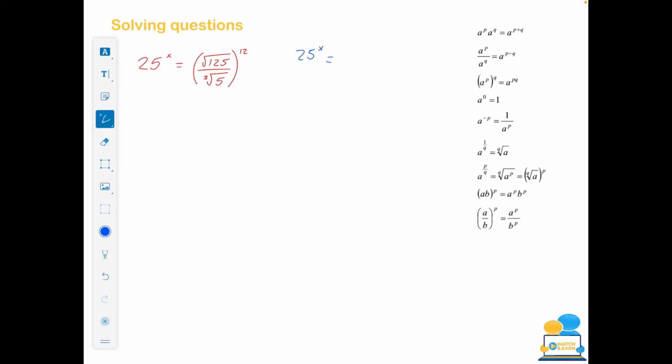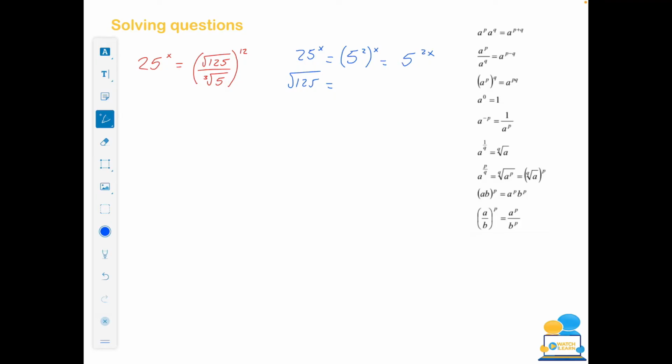So 25 to the power of x, that won't work. I think, how could I write 25 as 5 to the power of something? I could say 25 is 5 squared, and we still have that to the power of x. And we know by now we're going to use law 3 here. When you have a power raised to a power, you just multiply them. So that'll be 5 to the power of 2x.